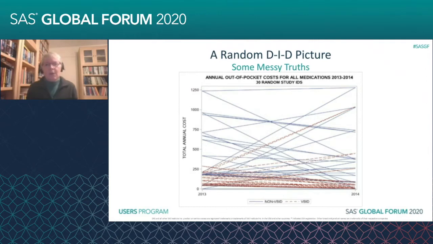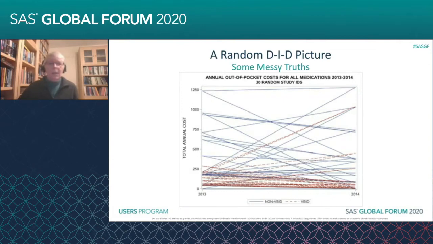So one of the things that's important to do when you're doing a DID model is to take a quick look at the raw data. And we can see here that we have the VBID group, which is the red dashed lines, and the no VBID group, which is blue. And it's pretty obvious just looking at this that the VBID group has lowered costs overall. They appear to have a little bit less in the way of variability. You can see the blue lines tend to have much steeper slopes either up or down compared to the red lines in general.